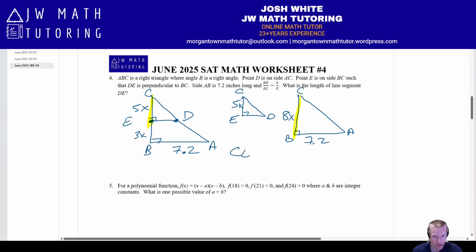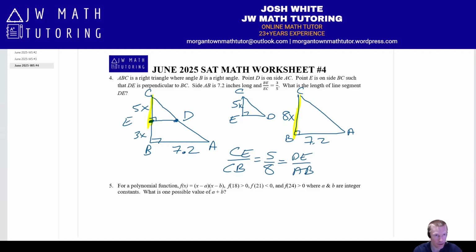So now, because those are corresponding parts in a similar triangle, the scale factor between them is going to be the same as from DE to AB. And we know AB is 7.2, so we just fill that in, and now we can solve for it. So we just cross multiply, 5 times 7.2.